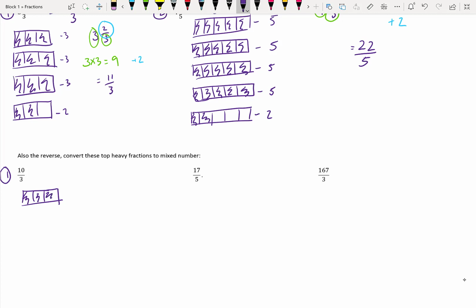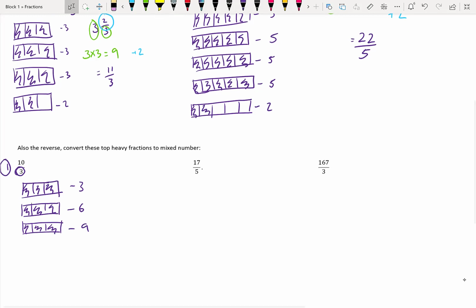So there's 1 whole. Now remember, when you're doing 1 whole, the most it can have in it is the number that's on the bottom, because that is telling you how many bits you've cut your shape into. Cut it into 3. So there's me at 3 so far. Another 3. So I'm at 6 so far. Another 3 gets me to 9.